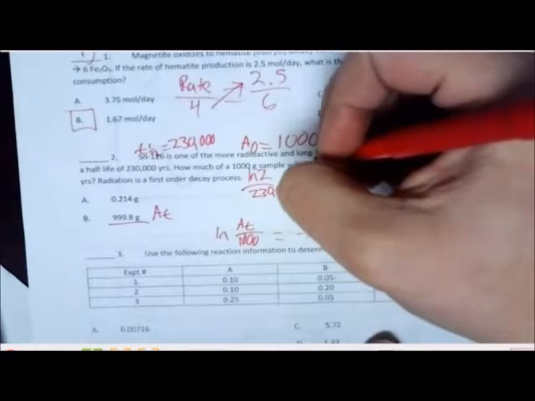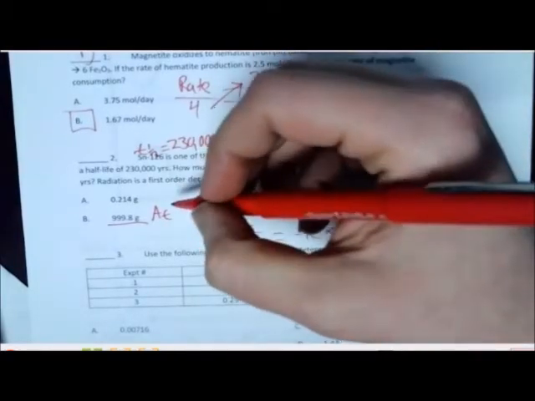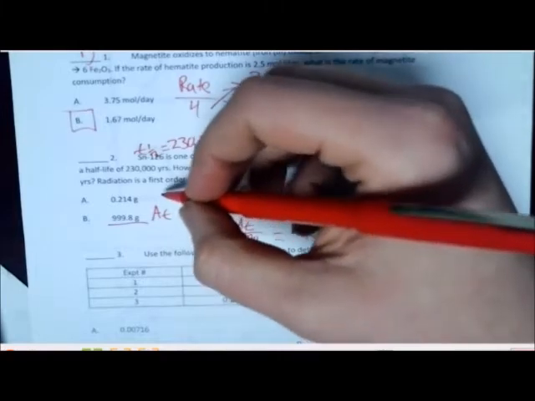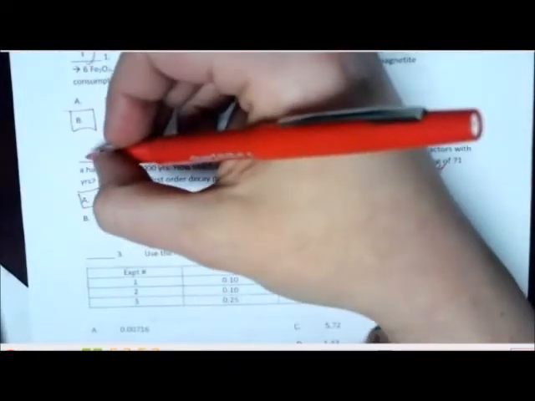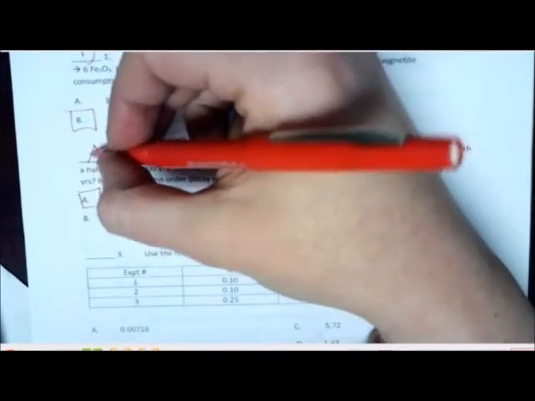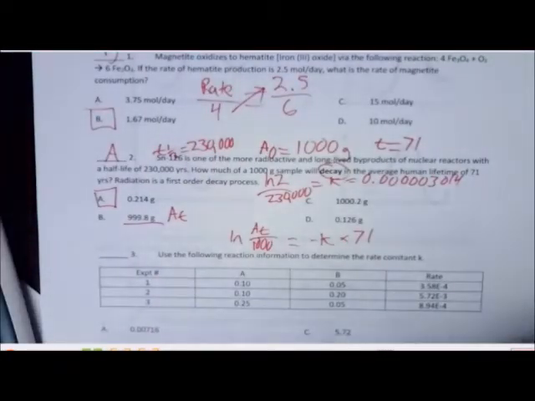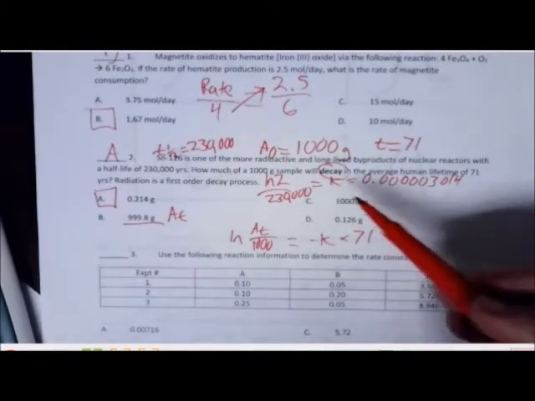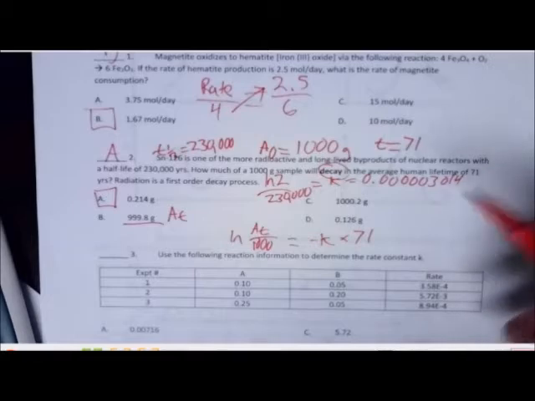This problem was a little bit trickier. How much will decay? So how much is lost? Well, I subtract that from 1,000. I get 0.214 grams will have decayed. That one is only really tricky because of the wording there. It's a little bit harder on that particular problem.